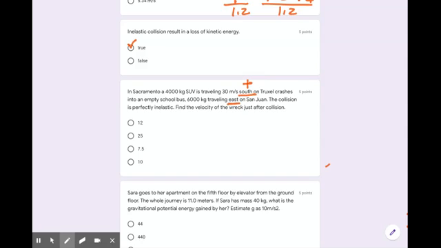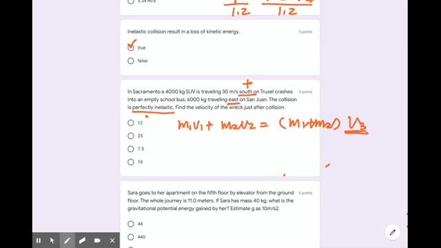Okay. Momentum is always conserved. It doesn't matter if it's perfectly inelastic or elastic. Okay, so m1v1 plus m2v2. And also, since it's perfectly inelastic, they stick together. So that's equal to m1 plus m2 times v3. So we're looking for v3.